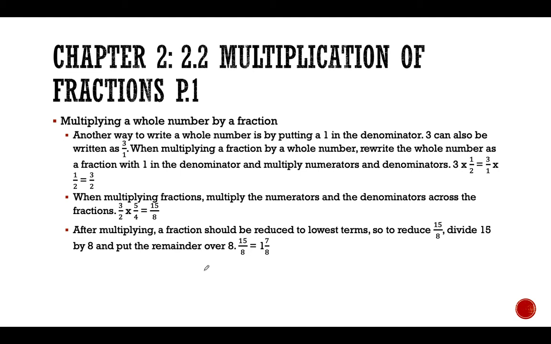After multiplying, a fraction should be reduced to lowest terms. So if we reduce 15 over 8 to lowest terms, we're going to divide 15 by 8 and then put the remainder over 8. 15 over 8 equals 1 with a remainder of 7, so 1 7/8.